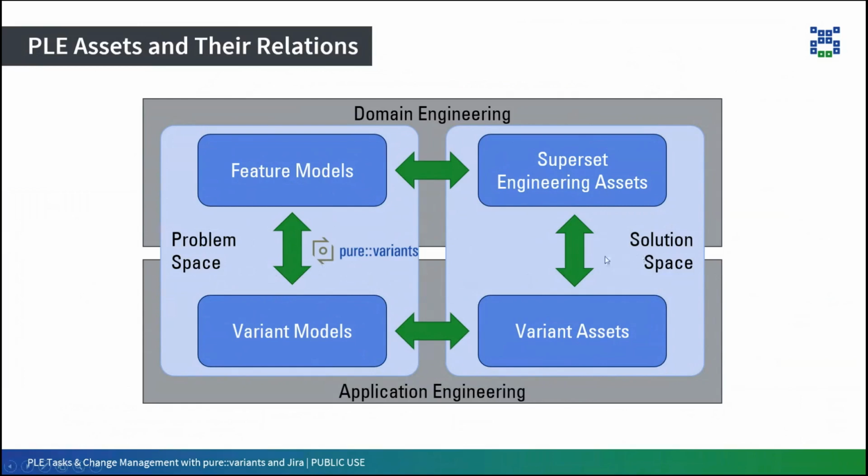On the right side is the solution space, where you have the superset engineering assets and where the variant-specific assets are located. The roles working on this right side directly work in the corresponding third-party tools, like DORS Classic, Rhapsody, Simulink, System Modeler, and so on. Pure Variants provides integrations to these third-party tools to interact with feature models and variant models created in the problem space. So engineers working in this solution space will not use Pure Variants, but stay in their development tools.